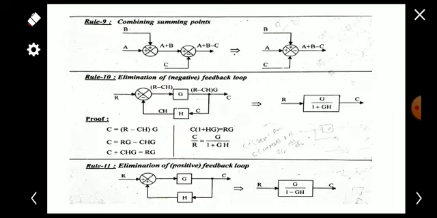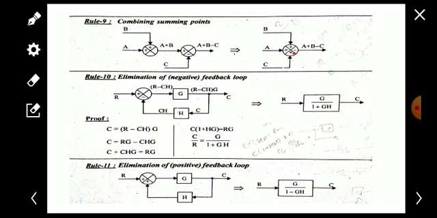Okay, and the next one is combining the summing point. That is, if two summing points are like this, plus plus and plus minus, we can simply combine these summing points like this. It is plus plus minus. So here the minus sign should be in the lower block. Mistakenly the minus is placed here. This is the output. So A plus B minus C, in both cases the output is A plus B minus C.